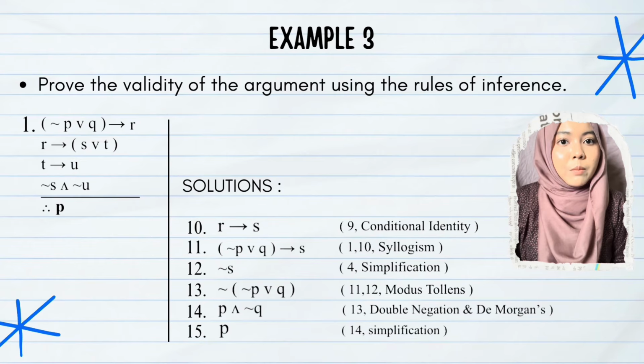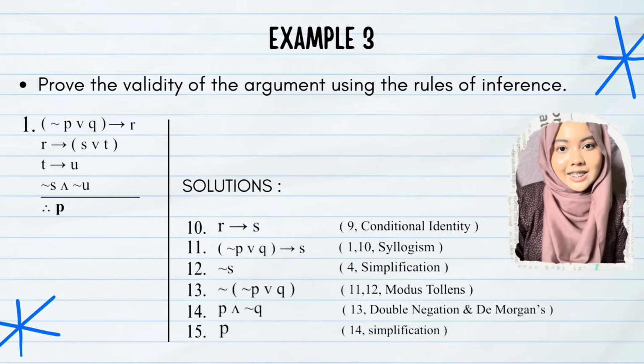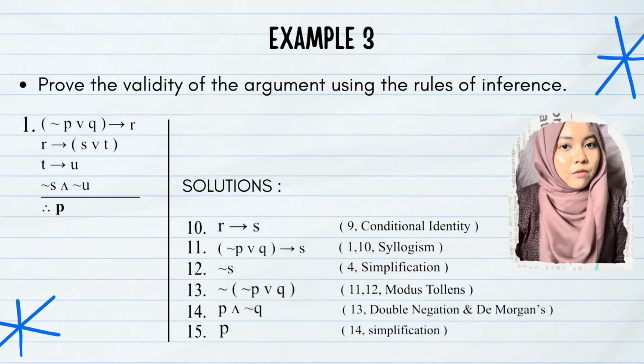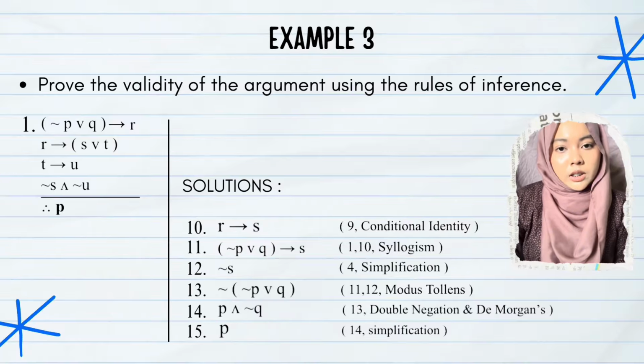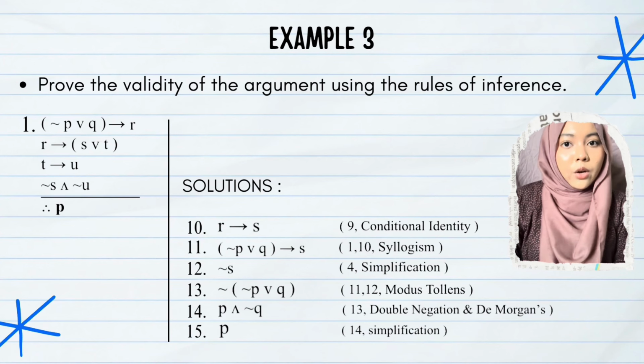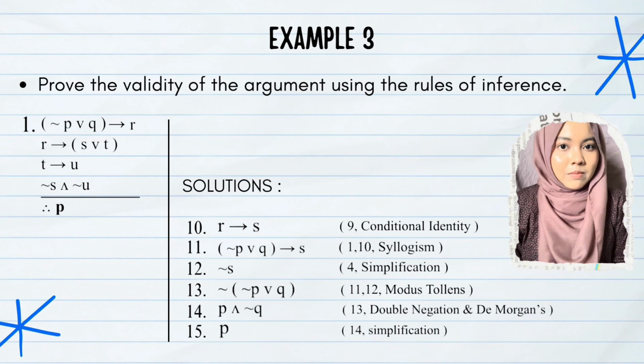Next, proceed with premise 10. From premise 9, we use conditional identity to rewrite it as an implication, which is R implies S. Next, for premise 11, we apply hypothetical syllogism on premises 1 and 10, which allows us to chain the implications. So we will get (not P or Q) implies S.